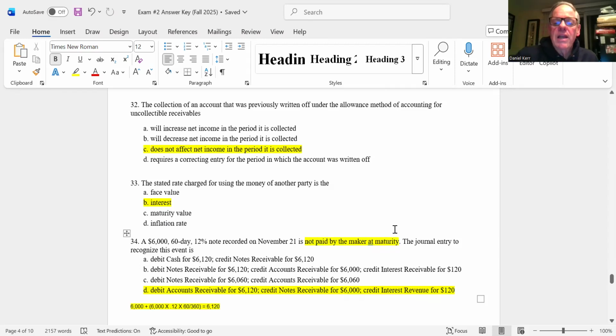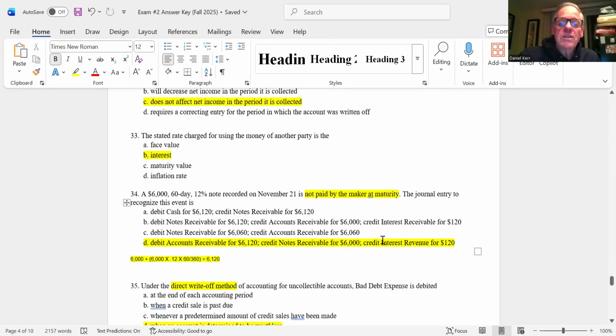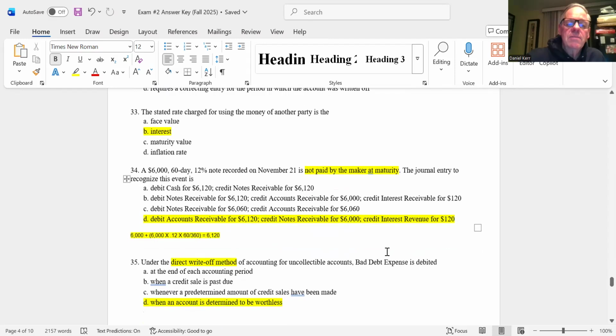So it's going to be a debit to accounts receivable, and it's going to be a credit to the promissory note, or the promissories. And in addition to the $6,000, you're going to have to record the amount of the interest as well. Interest is $6,000 times 12% times 60 over 360, so you get $120 worth of interest. So what you're going to do is debit accounts receivable because the person who dishonored the note now owes you the $6,000 plus the interest. So it's a debit to accounts receivable, a credit to notes receivable, $6,000, and a credit to interest revenue for $120. So the answer there is D.